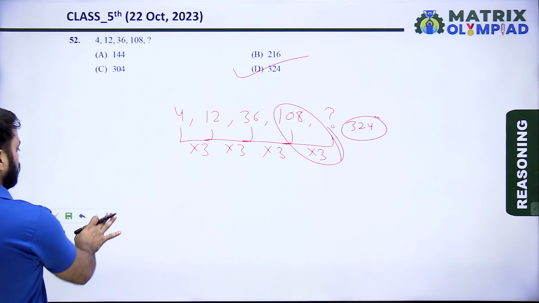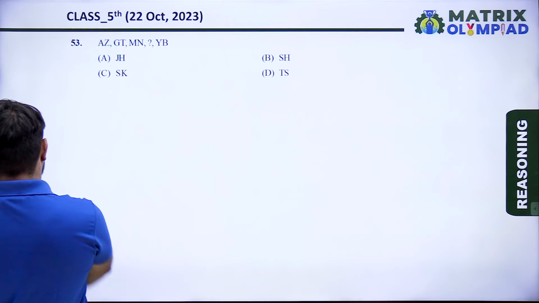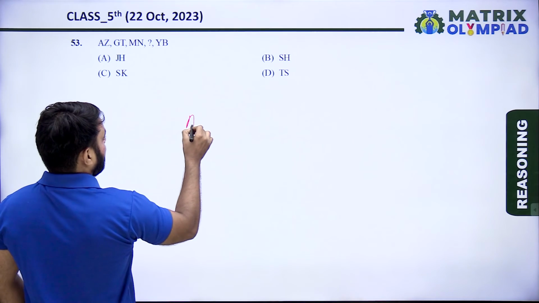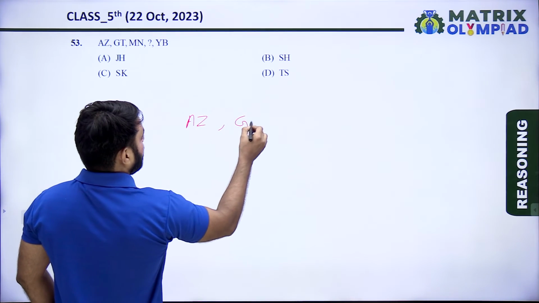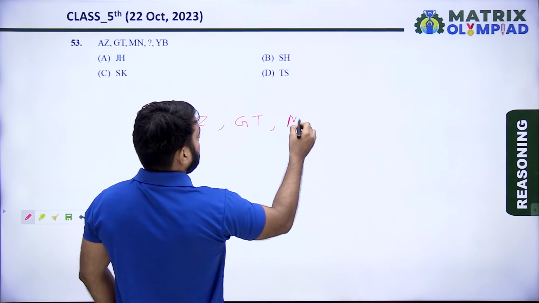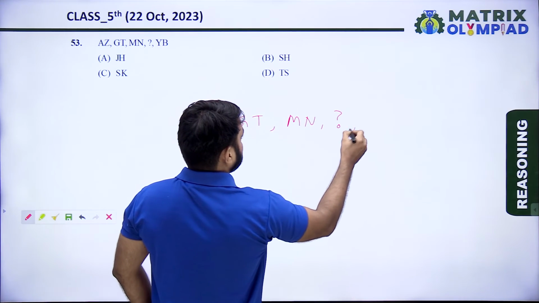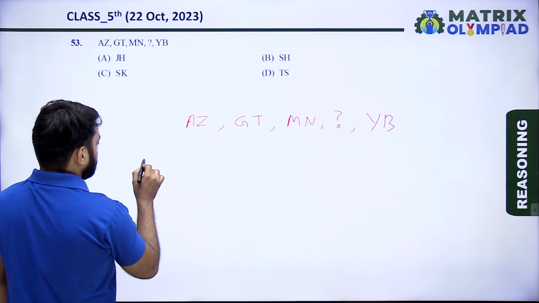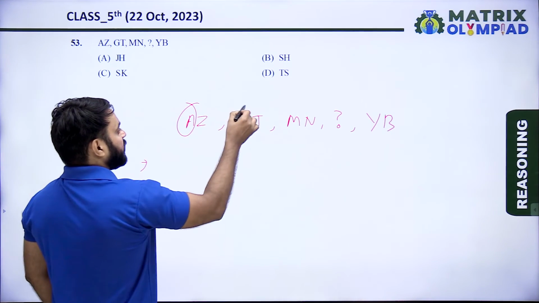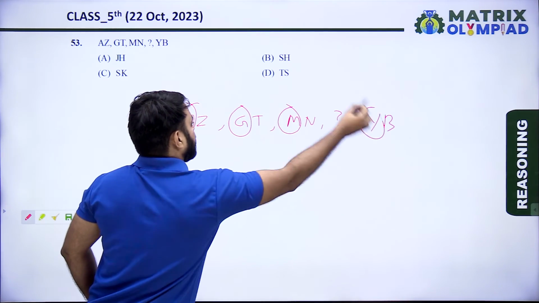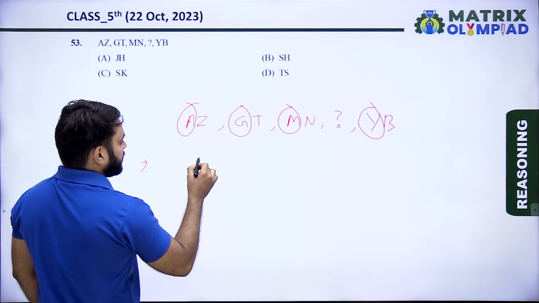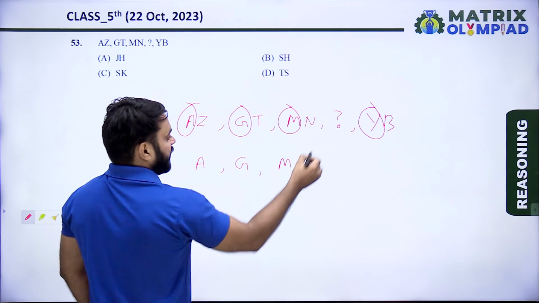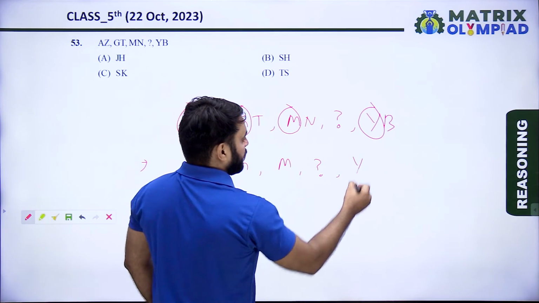So let's move on to the next question. So next question is question number 53. Find the missing term. So series is A, Z, G, T, M, N, missing term, and last one is Y, B. So first, write first alphabet of each term. So first alphabet is A, G, M, next is missing, and last one is Y.